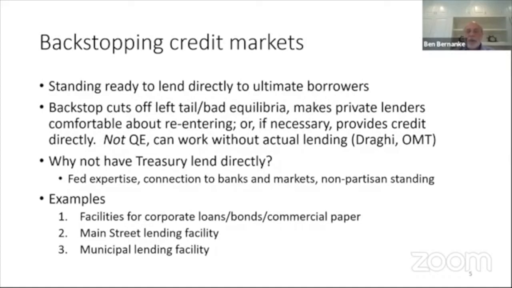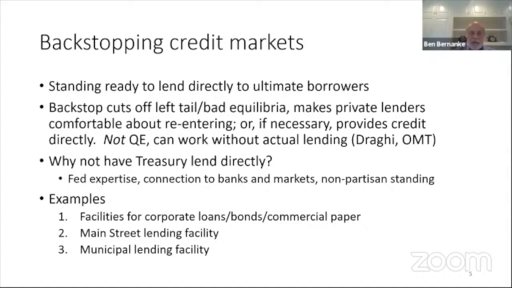The case in point is Draghi's "do whatever it takes," when the associated program, the outright monetary transactions, seemed to solve the sovereign debt problem without ever actually buying a dollar. So basically, the promise, the commitment to eliminate the bad equilibrium, can make credit markets work better. Why is the Fed doing this instead of the Treasury? Well, some of it is just congressional CBO accounting, but there are elements of Fed expertise, connection to banks and markets, and its nonpartisan status that make it a good candidate for managing these emergency credit markets.